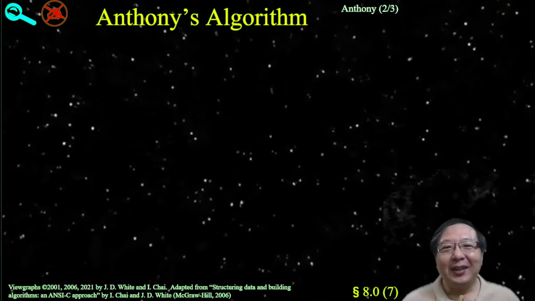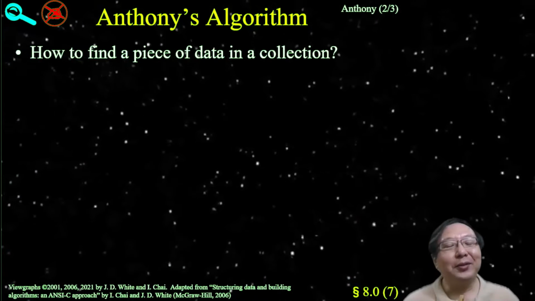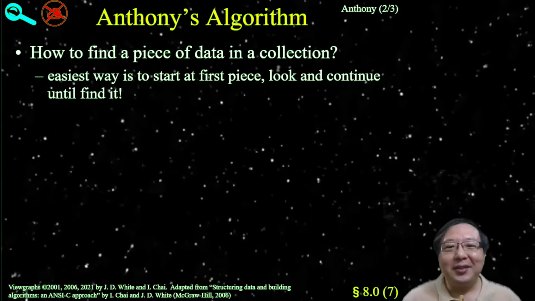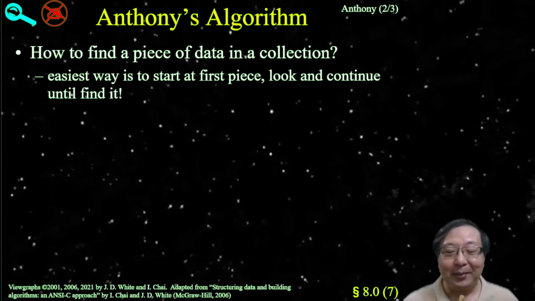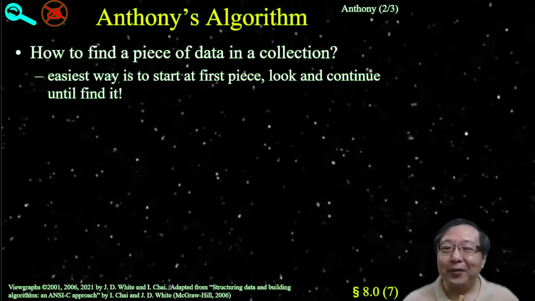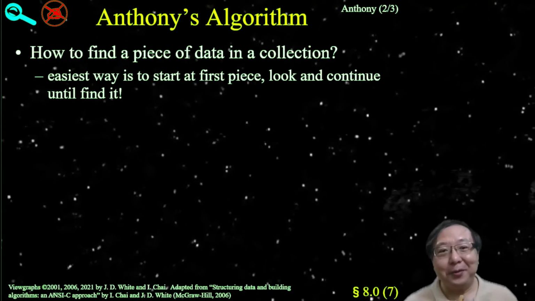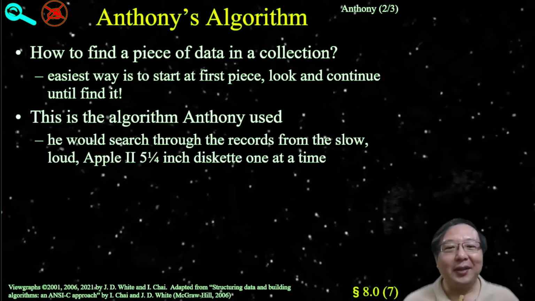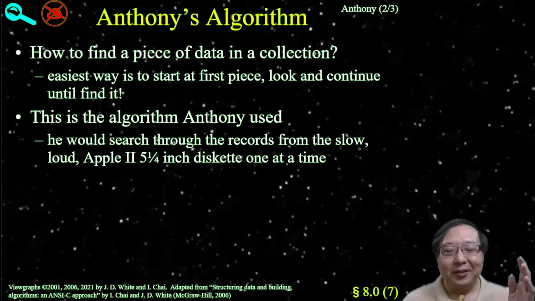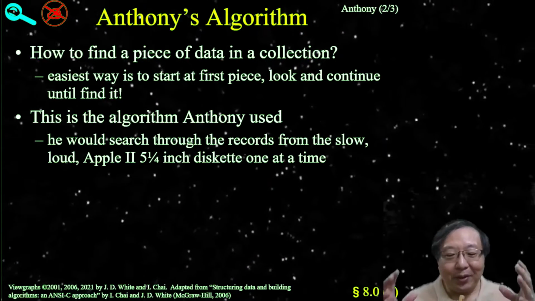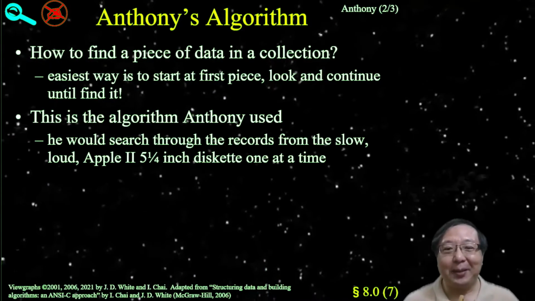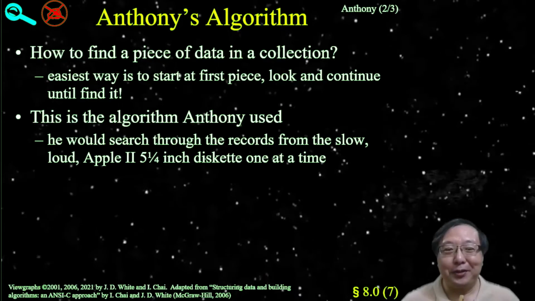So Anthony had to figure out, okay, how to find a piece of data in a collection. And so the easiest way, which he thought of, he had no training yet because he was just a teenager at the time, is to start at the first piece and keep looking until you find it. So this is Anthony's algorithm. He would search through the records, going one by one, and all the records were stored on this 5¼ inch diskette on this Apple II. And it was very slow and loud.